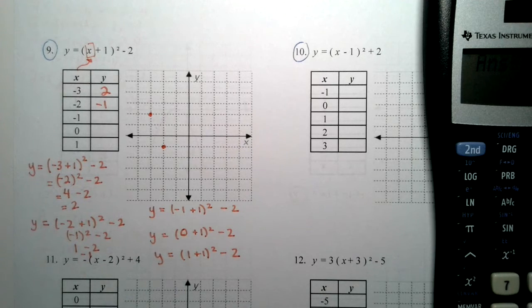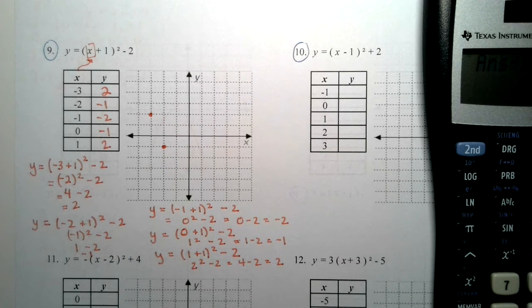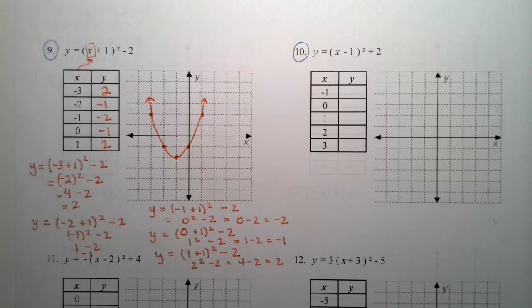Plug in the rest of the values and solve for y. Check your values here and plot those points. And you get a curve like this. We're going to be talking about observations that you notice when you're graphing these. So keep that in mind. What patterns are you seeing as you go through these? And what key characteristics are you noticing? And then number 10 you'll do on your own.